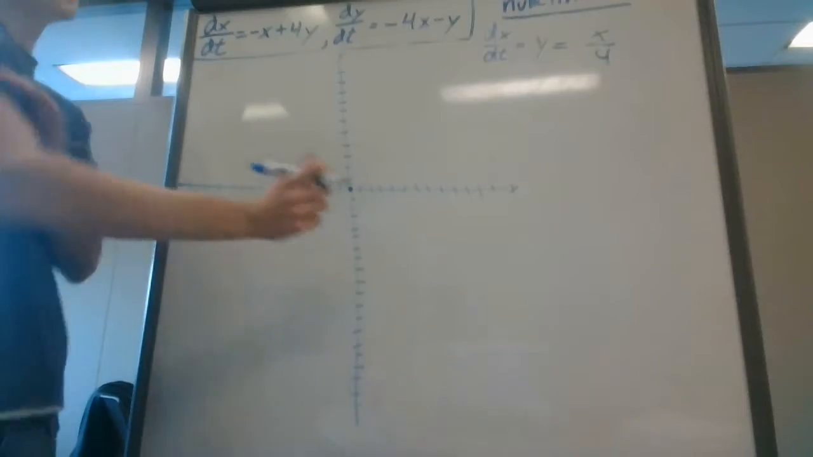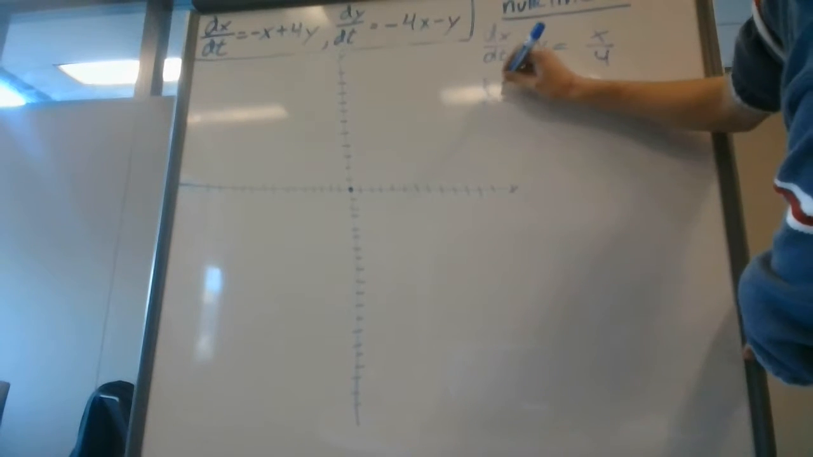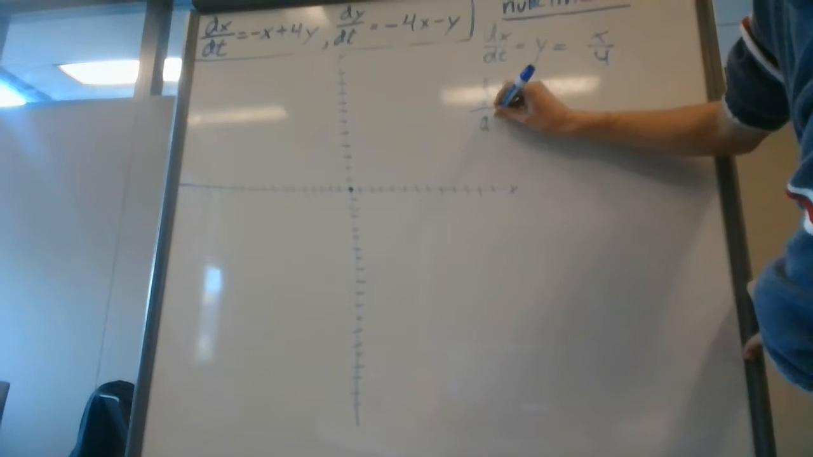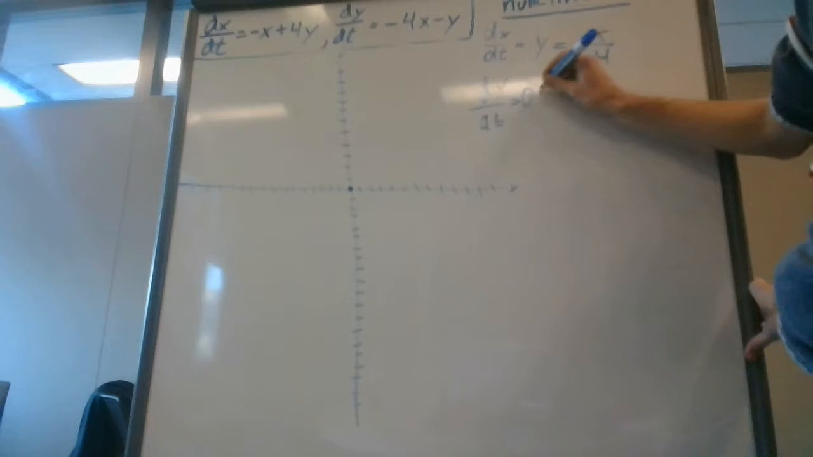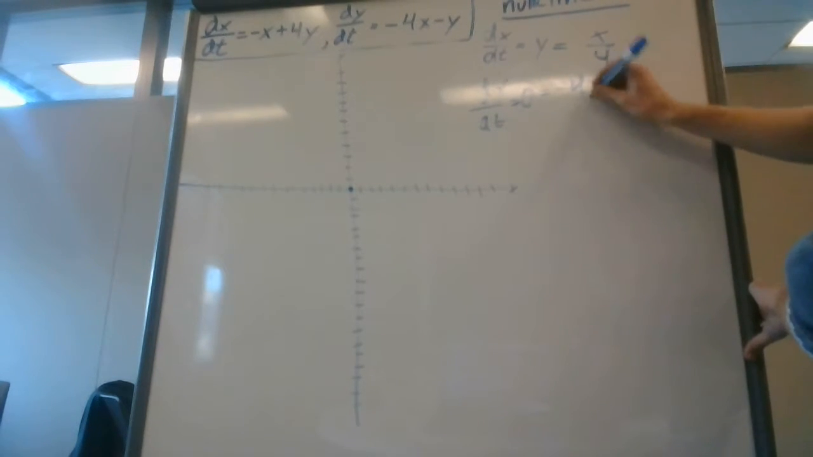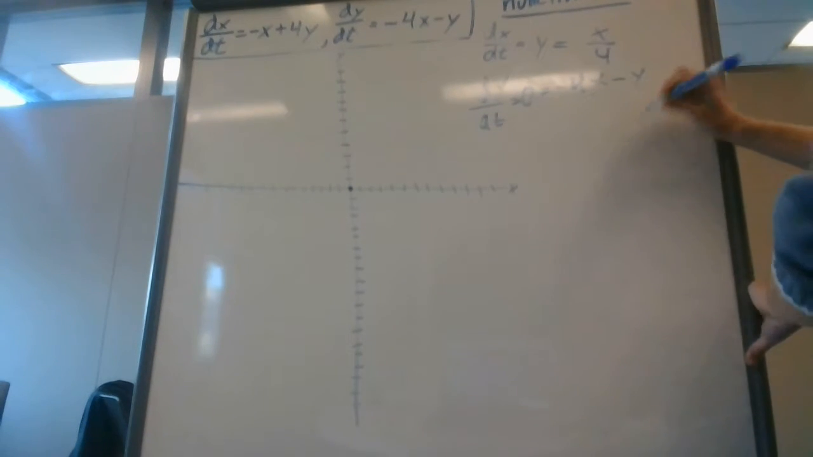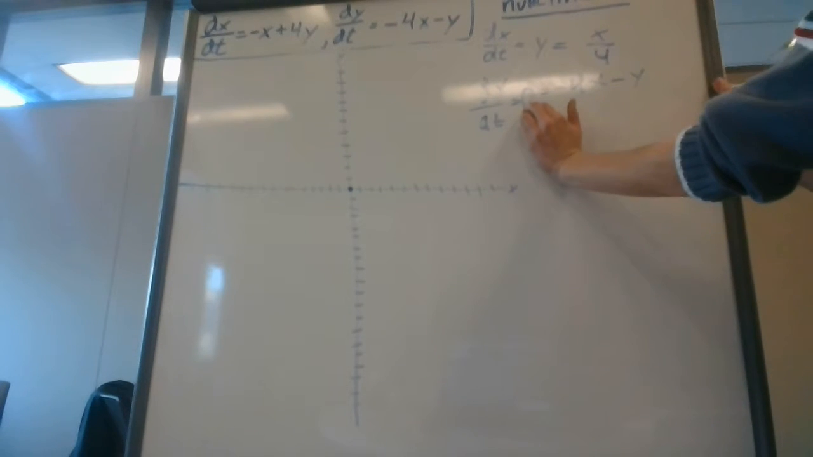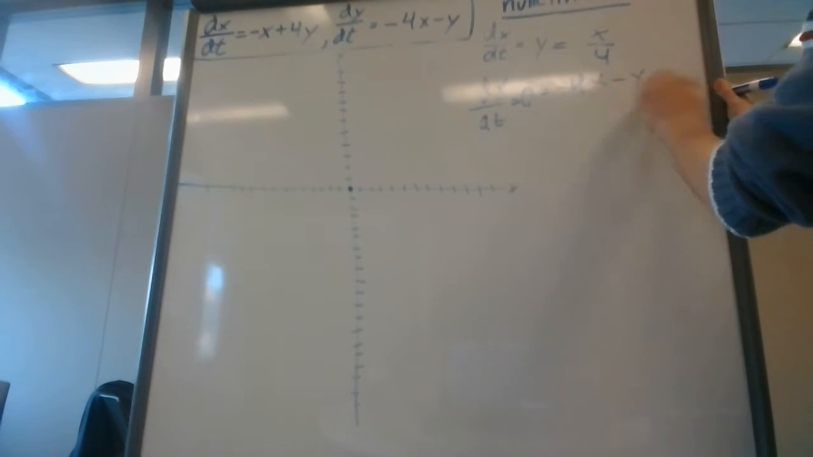Now we're going to determine our dy over dt null line. For that, we have dy over dt equals 0, which equals negative 4x minus y. All I'm going to do is add y to this side, so we're going to have y equals negative 4x.